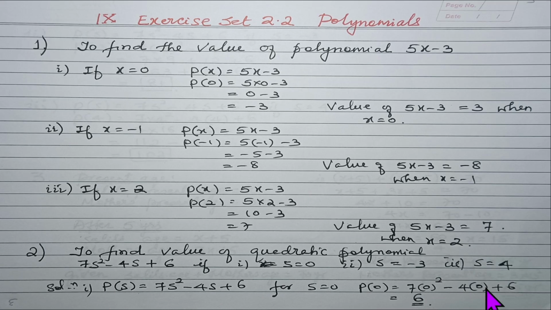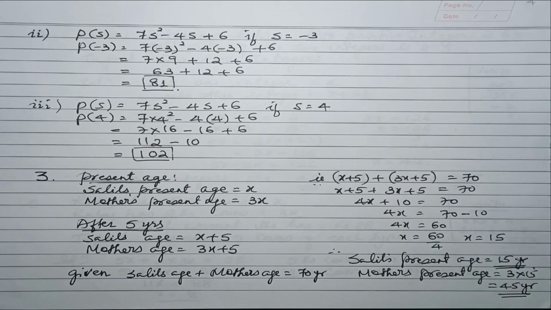So 7 into 0 square minus 4 into 0 plus 6. So the answer is 6. The next one is for when s is minus 3. So p of minus 3 will be 7 into minus 3 square minus 4 into minus 3 plus 6. So minus 3 square becomes 9, and minus into minus becomes plus 12 here, plus 6. So 7 into 9 is 63, plus 12 plus 6, that is 81 is the answer for that. That's the value of the polynomial when s is equal to minus 3.